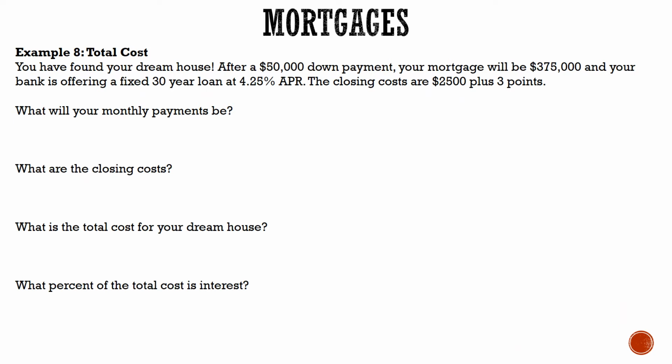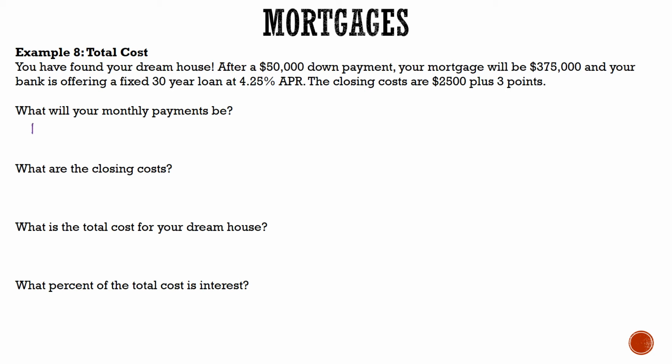Let's try another mortgage example and try putting a bunch of this information together. So example 8, total cost. You have found your dream house. After a $50,000 down payment, your mortgage will be $375,000 and your bank is offering a fixed 30-year loan at 4.25% APR. The closing costs are $2,500 plus 3 points. So our first question is, what will your monthly payments be?